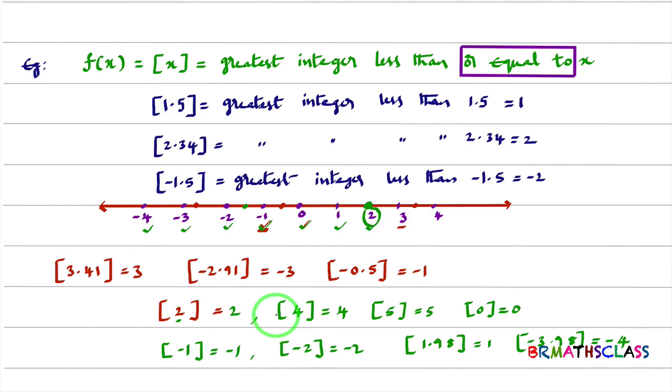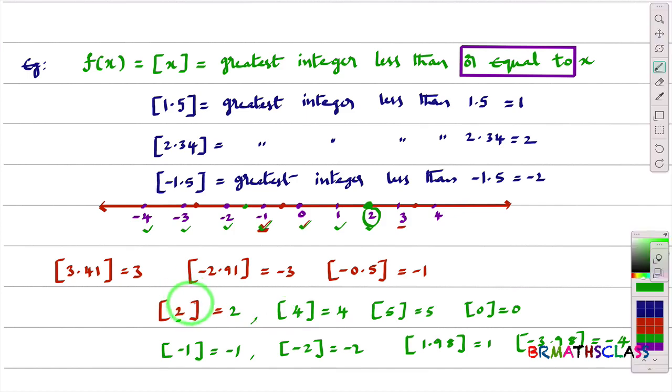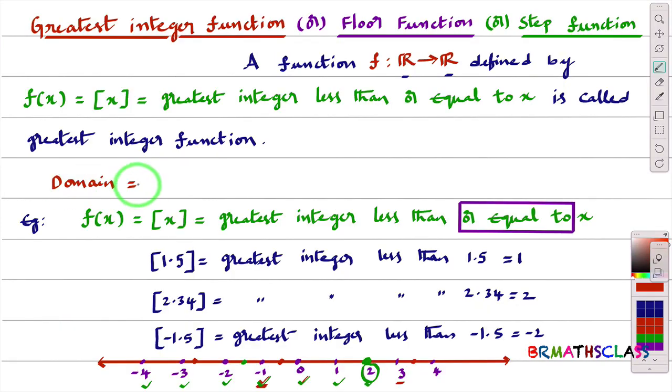Now I'll write its domain, codomain, range. Domain. From the definition of a function, we know that f from A to B is a function. If f from A to B is a function, then this set A is called domain. So here this is the function from real numbers to real numbers. So what is the domain of this function? Domain of this function is this set, R. So domain of greatest integer function is set of all real numbers.